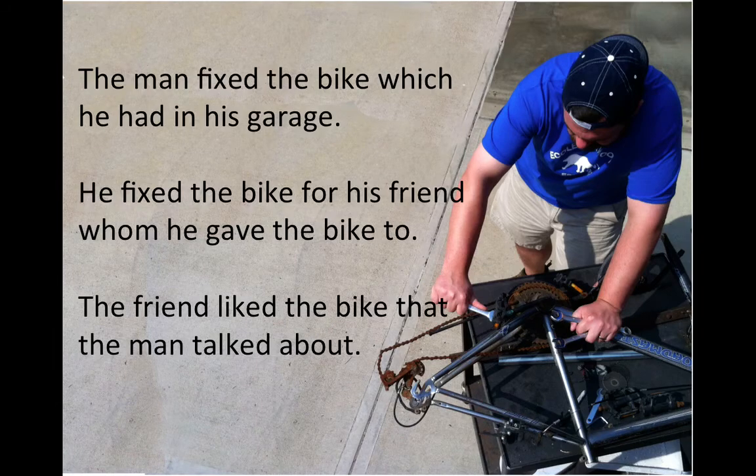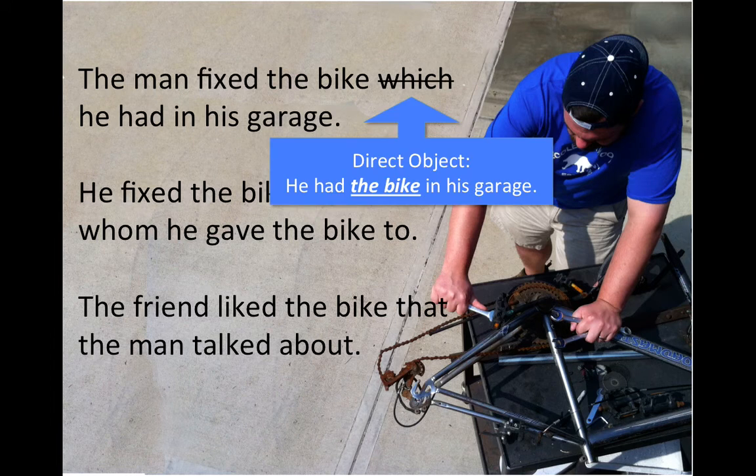The man fixed the bike which he had in his garage. In this case, the relative pronoun which is the direct object of the relative clause. So you can think of the sentence, he had the bike in his garage, which he had in his garage. When the relative pronoun is the direct object, it can be omitted, and you can have the sentence, the man fixed the bike he had in his garage.